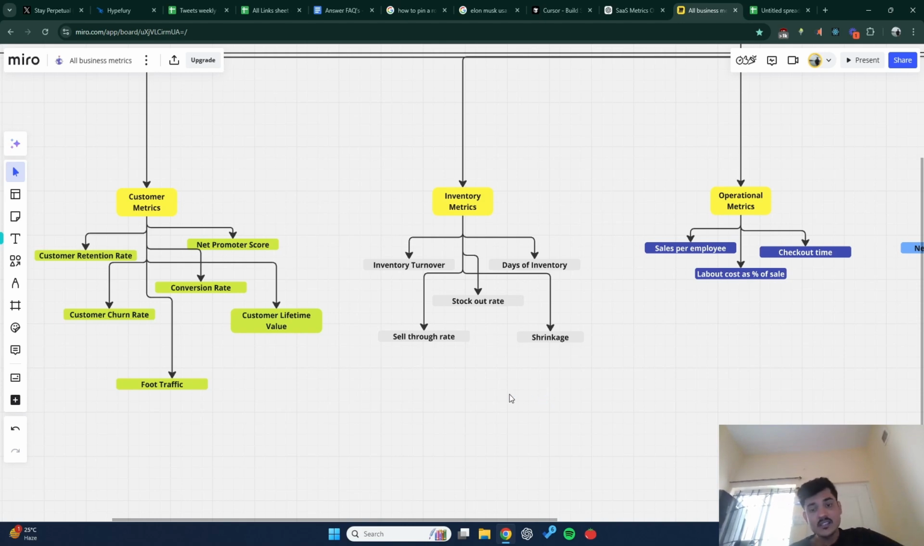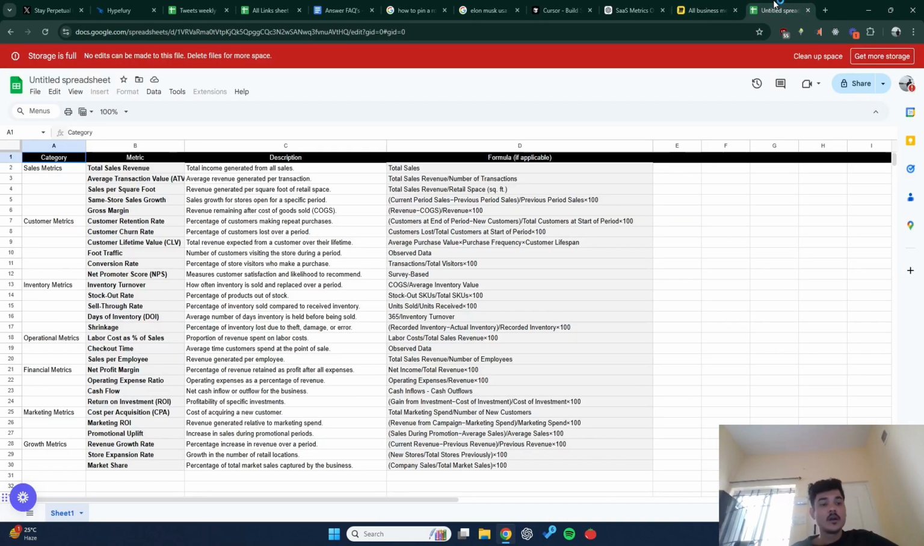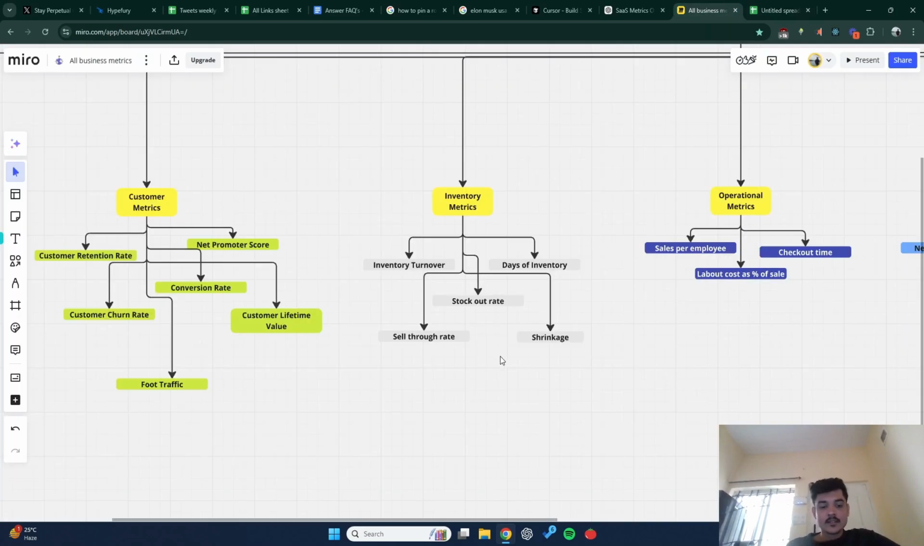Next is stock out rate. Again, it is like you don't have these things, but customers are demanding to buy it. So there's nothing worse than that. So this metric keeps you track. What's the stock out rate? The formula would be stock out SKUs divided by total SKUs times 100. So here you can see stock out rate is the percentage of products out of stock. That would be stock out SKUs by total SKUs into 100. All right. Yeah, so days of inventory, shrinkage, all that jazz. Let's keep moving on to other metrics.